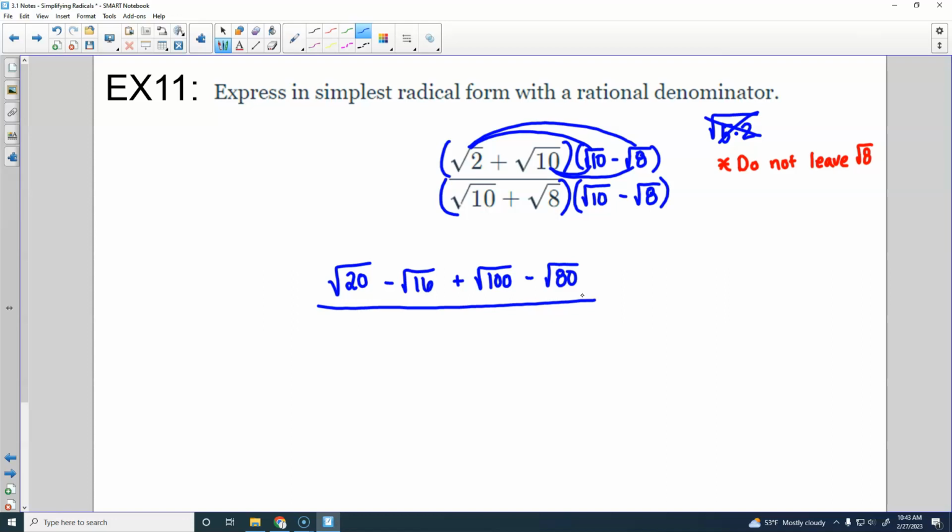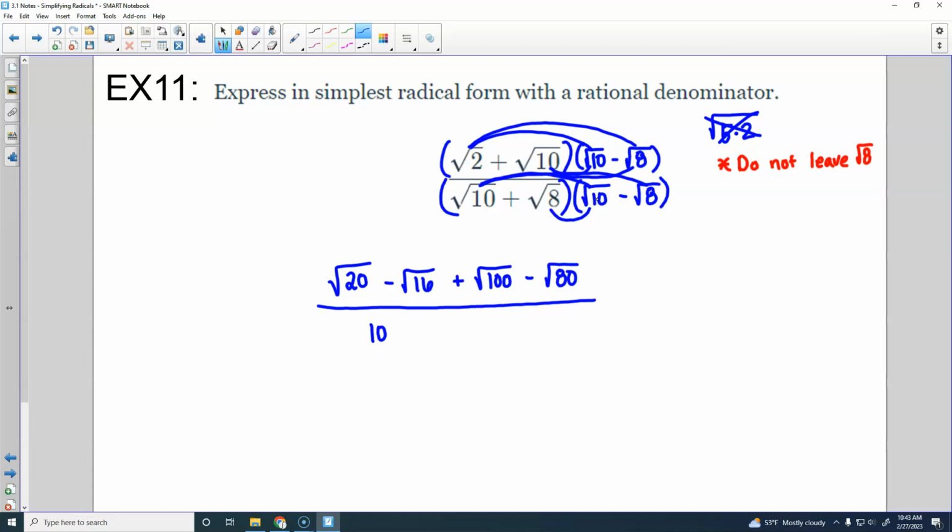Now, in the denominator, I'm going to do something a little bit different. Well, I mean, I'm doing the same thing. But square root of 10 times square root of 10 is going to give me 10. Square root of 100, that is 10, right? Then, I said I was going to quit doing the middle terms for this because square root of 10 times negative square root of 8 is going to give me negative square root of 80. But when I do this part, it's going to be positive square root of 80.